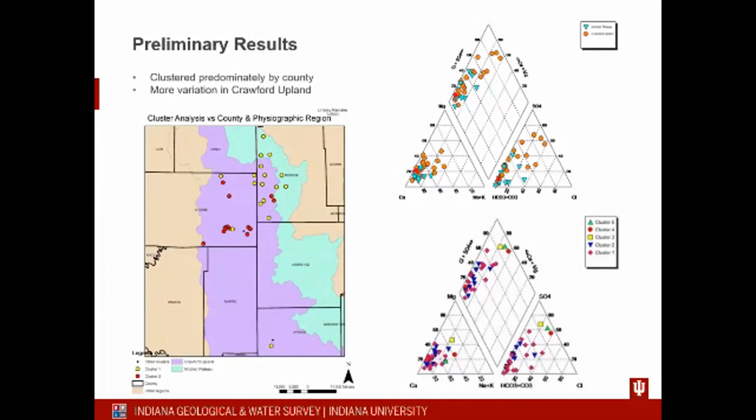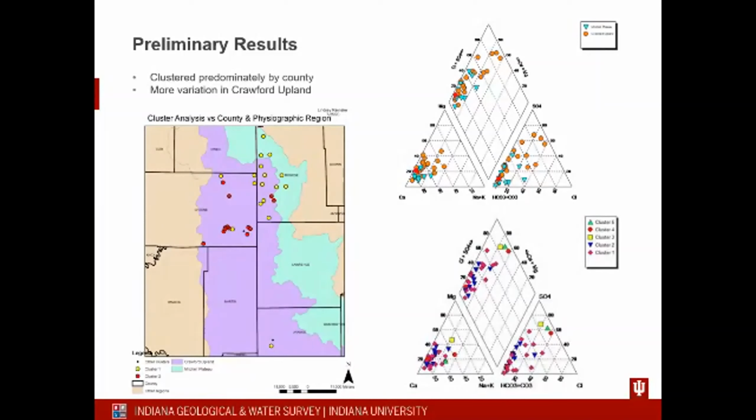For instance, nearly all sites with elevated sulfate levels occurred in the Crawford uplands, as we'll go more in detail with in a few slides. This was likely due to a more diverse lithology, particularly with regards to sulfate minerals within the Crawford uplands. The figure on the upper right shows that we saw more variation in the chemistry of the springs in the Crawford uplands compared to those in the Mitchell Plateau.